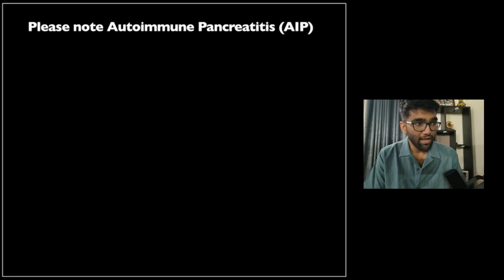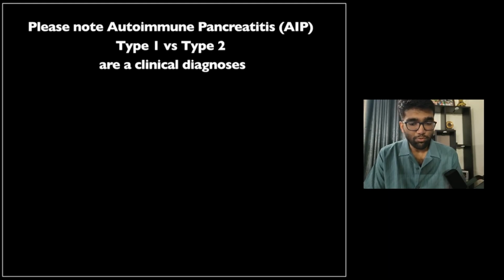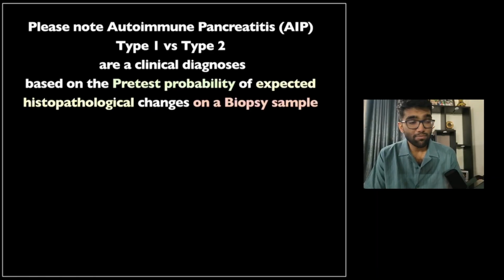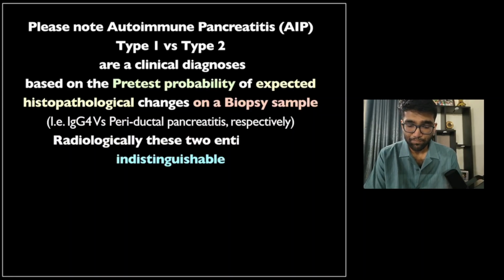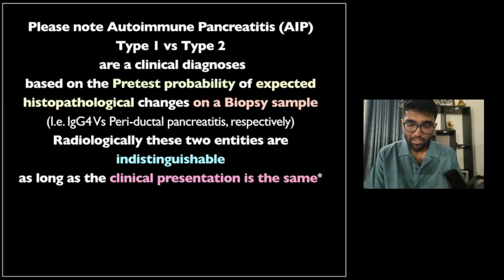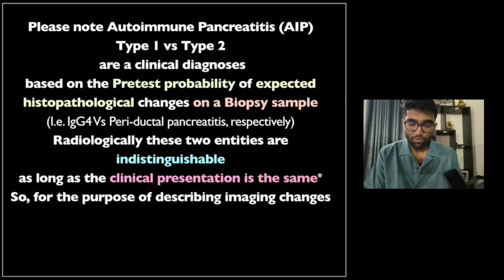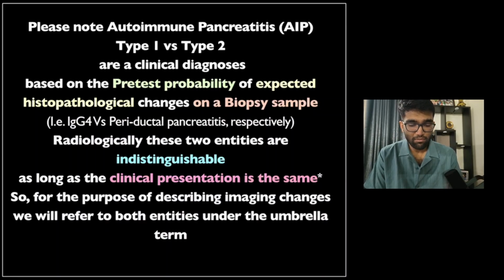There's an important caveat to all of this. Type 1 versus type 2 autoimmune pancreatitis is actually a clinical diagnosis. It's based on the pretest probability of what is the expected histopathology on a biopsy sample. That is, whether it's likely to be IgG4 related disease on the pancreatic biopsy, or is it likely to be periductal pancreatitis. This is what we'll discuss in the next and the last video in this subseries. However, radiologically, these two entities are actually indistinguishable as long as the clinical presentation is the same. So for the purpose of describing imaging changes, we will refer to both entities under the umbrella term autoimmune pancreatitis.